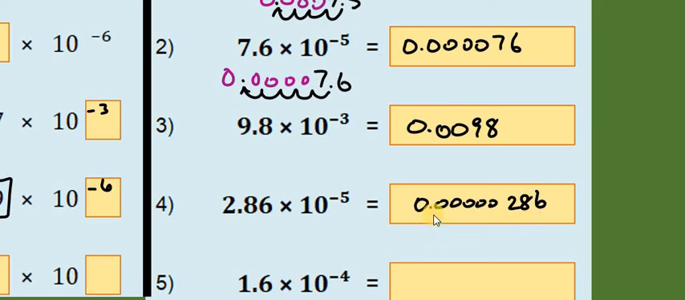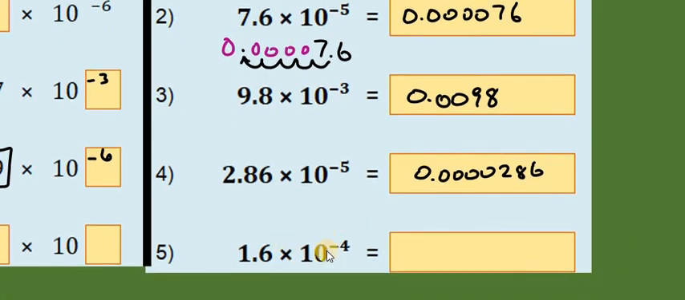But let's double check to make sure. If we shift the point 1, 2, 3, 4, I think I put too many zeros there. Let's start over again. So that should be 0.1234. This will be 5 in total. 1, 2, 3, 4, 5 zeros. Now you have 286. And if we check back, let's shift the point 1, 2, 3, 4, 5 to get 2.86. All right, so you can attempt this one. Hopefully my examples were clear.